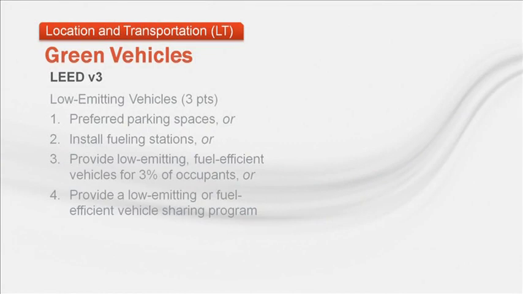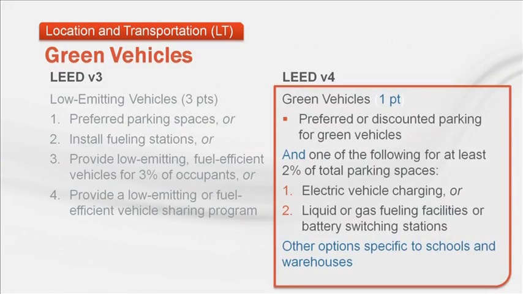Other than the name, the most notable change to the Green Vehicles credit is that it's now only worth 1 point, compared to 3 points in the previous version. The other major change is that providing preferred parking spaces alone is no longer enough. In version 4, you must provide preferred or discounted parking for green vehicles, plus one of 2 options for refueling stations, either charging for electric vehicles or liquid or gas fueling facilities for other alternative fuel vehicles.